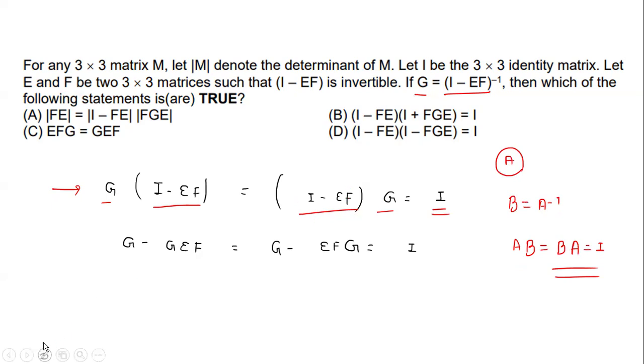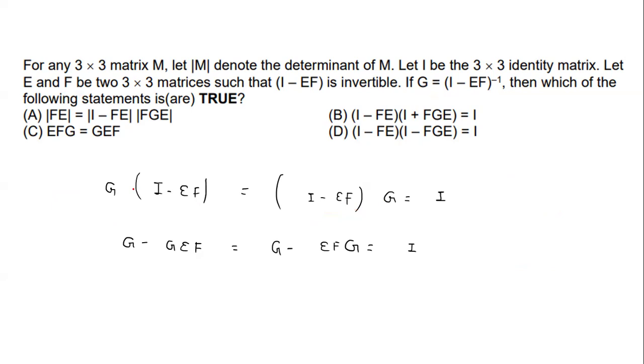Now what you can do, you can multiply this inside. So we know G multiplied by the identity matrix is the same as G, and here we have GEF, and here you have I multiplied by G, which is the same as G, and here we have EFG. So here the order is GEF and here the order is EFG, and both things are equal to the identity matrix.